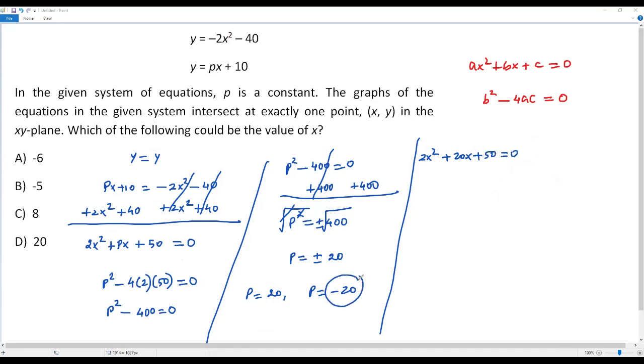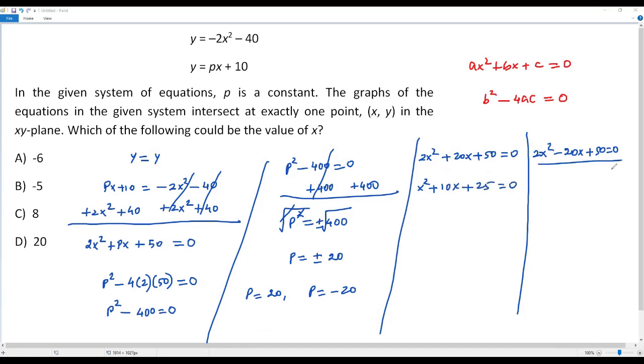What if I consider the second value of p, that is negative 20? Now we have to plug in this negative 20 for p over here in this quadratic equation. Then I'm getting 2x square negative 20x positive 50 equals 0. Okay, here when I consider both the equations, all the terms on the left side are multiples of 2. The same thing we have in the second equation as well. So let's divide each term of the first equation by 2. Then I'm getting x square positive 10x positive 25 equals 0.